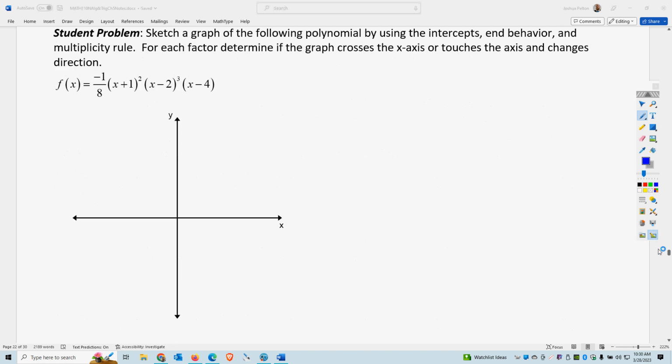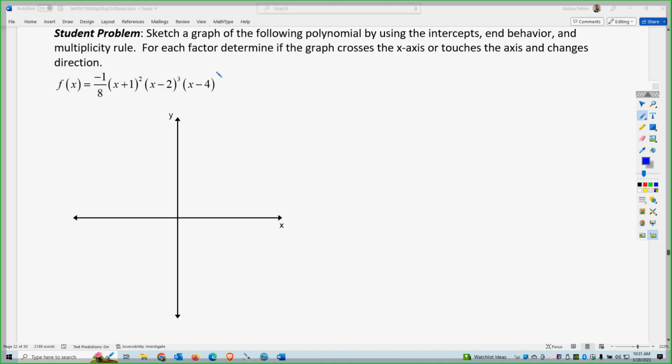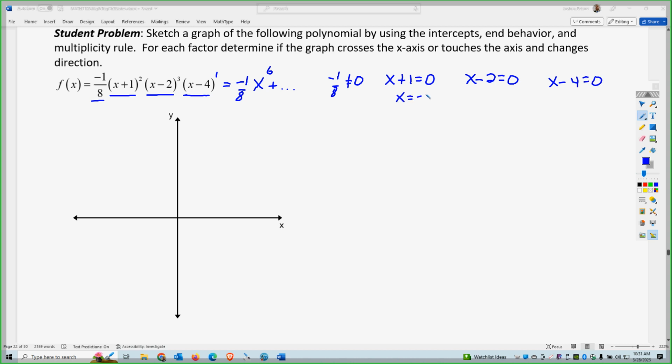Okay, so the next one, if you multiply it all out, you're going to get x times x to the third times x to the second times -1/8. So that's -1/8 x to the sixth plus dot dot dot, some more terms afterwards, which are relevant for end behavior, right? So -1/8 is equal to 0. x plus 1 is equal to 0. x minus 2 is equal to 0. And x minus 4 is equal to 0. So that one's not true. So x is -1. So x is 2.